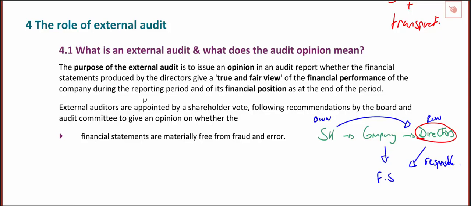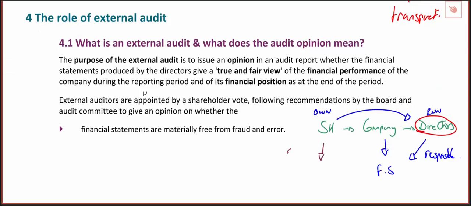So what happens? The shareholders will appoint external audit to have a look at these financial statements. And what external audit will do is they will give an opinion. They will give an opinion on whether or not these financial statements show what we'd call a true and fair view. If any of you work in audit already, you'll obviously be very familiar with this. So they give an opinion on whether or not the financial statements give a true and fair view of both the financial performance, so thinking about those P&L or income statement figures, and also its financial position, so thinking about the balance sheet or statement of financial position.